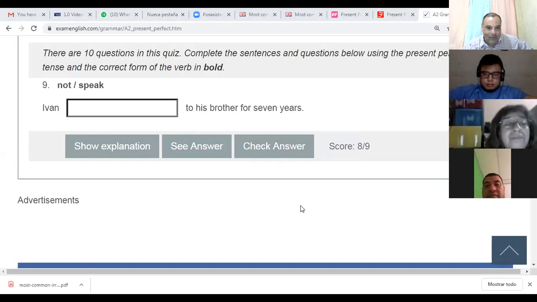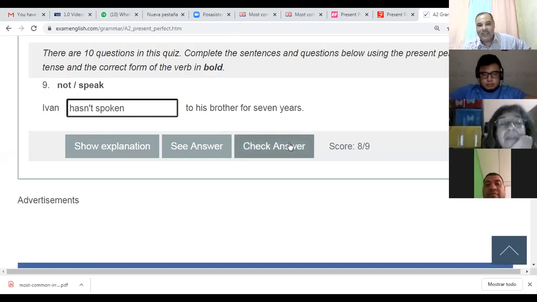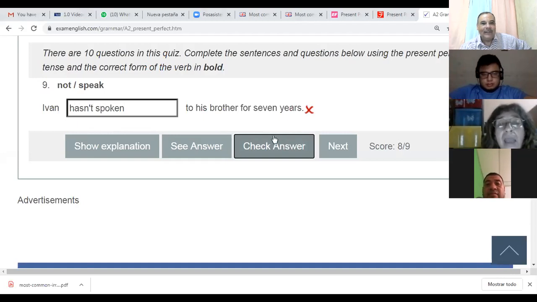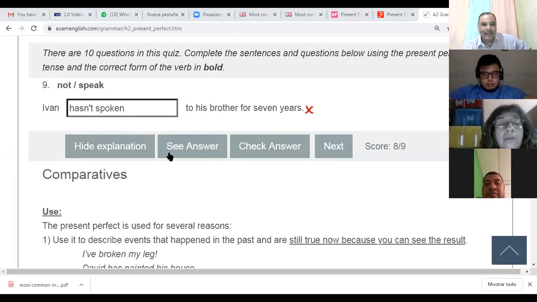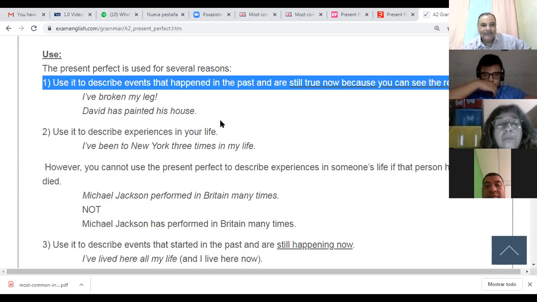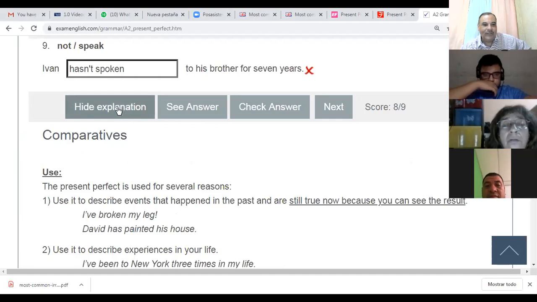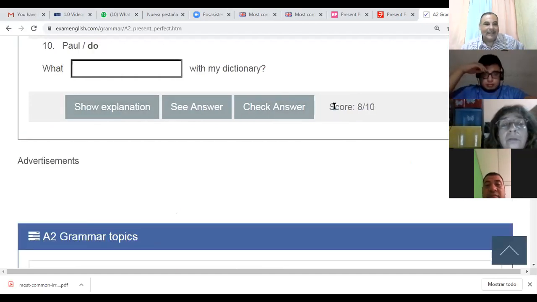Let me see. Who else? Okay, Madeline. It is negative. Ivan hasn't spoken to his brother for 7 years. Yes. What happened? This is correct. No problem. Let's see the explanation. Here in the explanation, they say the present perfect is used for several reasons. For 7 years. No, this is correct. You see, the explanation is different. So this is correct, Madeline. Very good. Next, number 10.